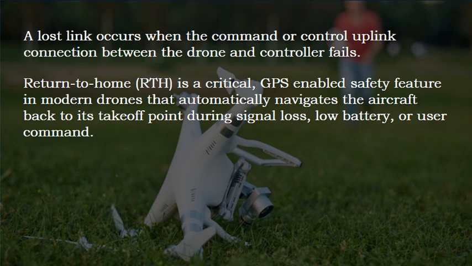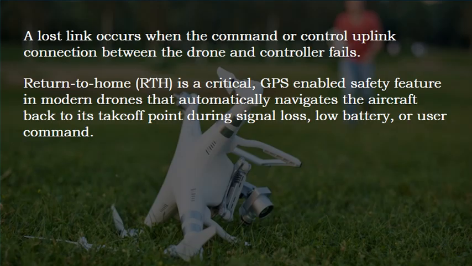And last, we will cover lost link and return to home behavior. A lost link occurs when the command or control uplink connection between the drone and controller fails. This can create a dangerous situation because the drone can fly into a structure and cause damage, or worse, into a person and lead to an injury.